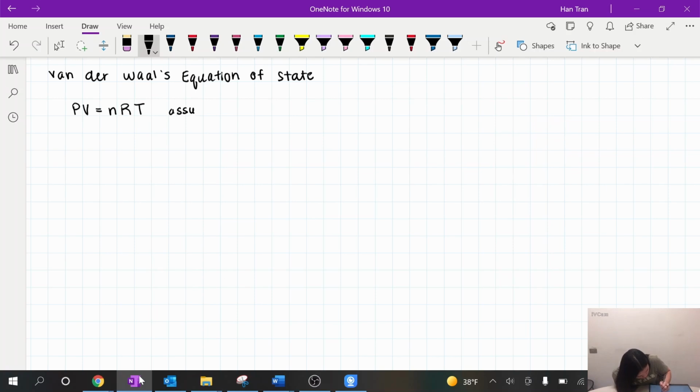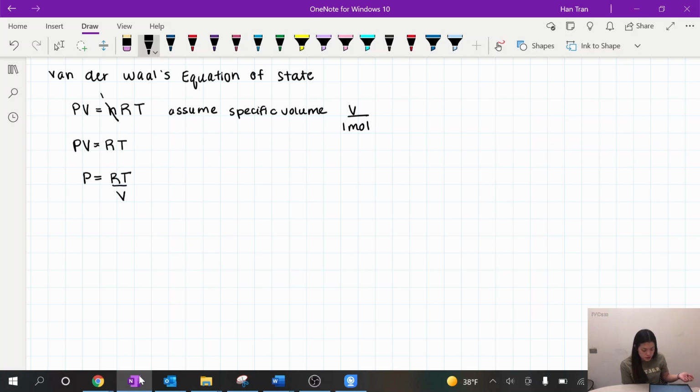So we are going to assume for our purposes that the specific volume in this case is the volume per 1 mole. So since this n is 1, we can remove it, and we will be left with pressure times volume equals the gas constant R times temperature. So van der Waals took this equation and wanted to write an equation where you could find the pressure at any temperature and volume. Now he had to add a few parameters. The first parameter that he added was pressure equals gas constant R times temperature divided by V minus b.